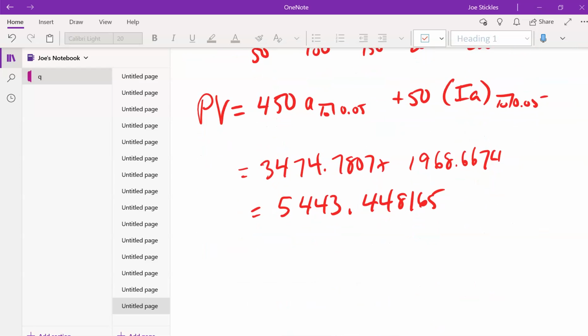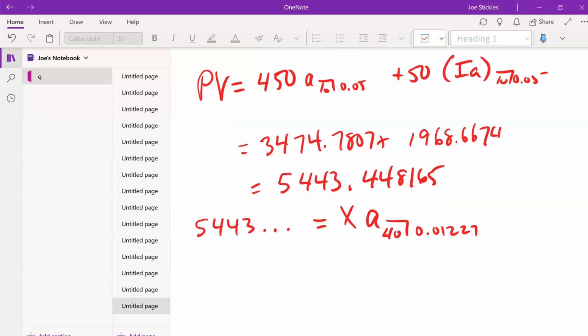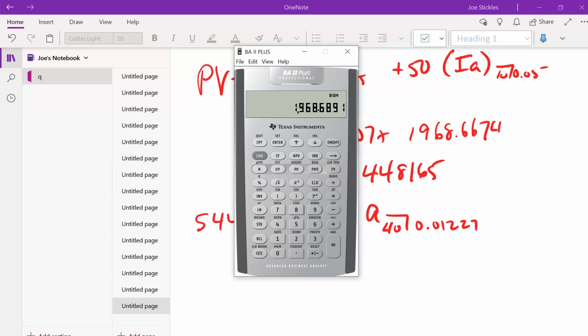Dr. Joe, what was the X on our own? What was the times the X on the other side? I got that number. We haven't set it up yet, right? So the other one is, this is your present value, so you need the 5443 and change is X times, it's an annuity immediate for 40 quarters, right? And then you had your interest rate here, which was 0.01227? Mm-hmm. Yeah, so you should be able to solve. So in this case, we should be able to do this completely on the calculator.